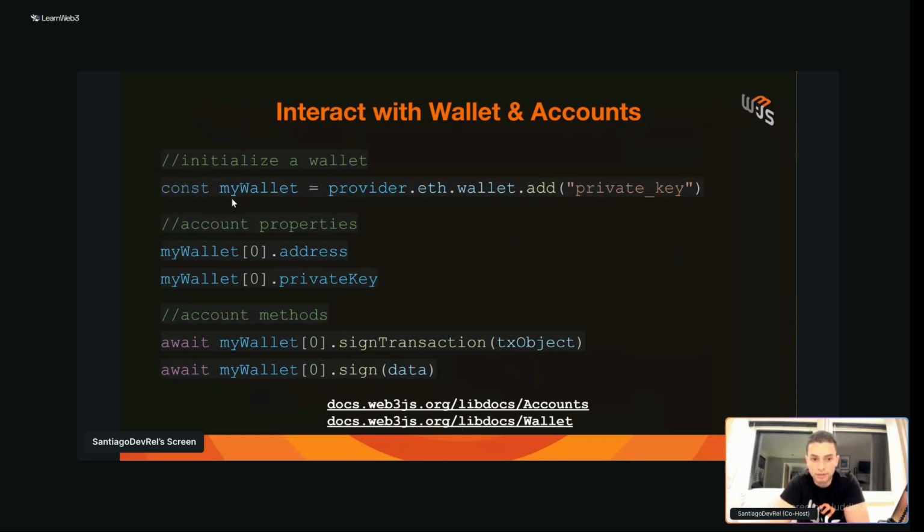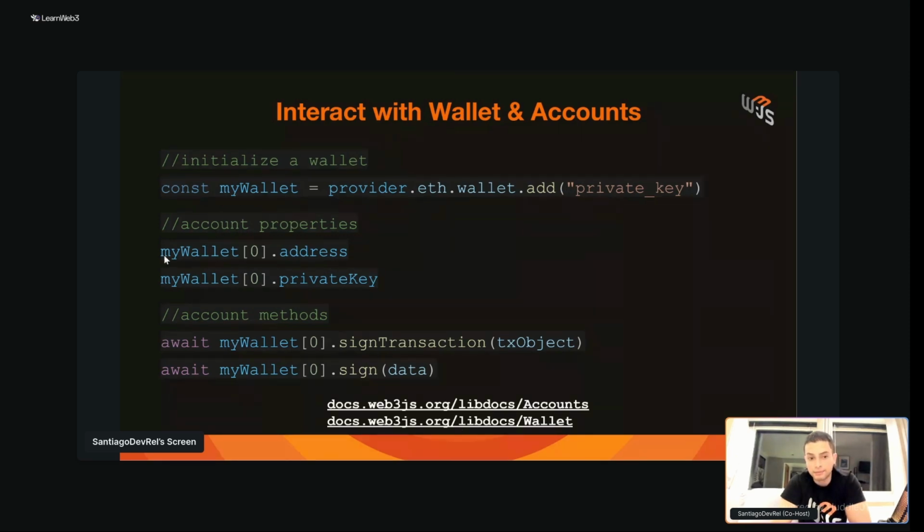So here I have the code snippet. We need to type provider.eth.wallet.add, and then we can put a private key here, and then we will be able to interact from this wallet. So if you want to send a transaction or interact with a contract, you will be able to do that using this. So this is how you initialize the wallet.